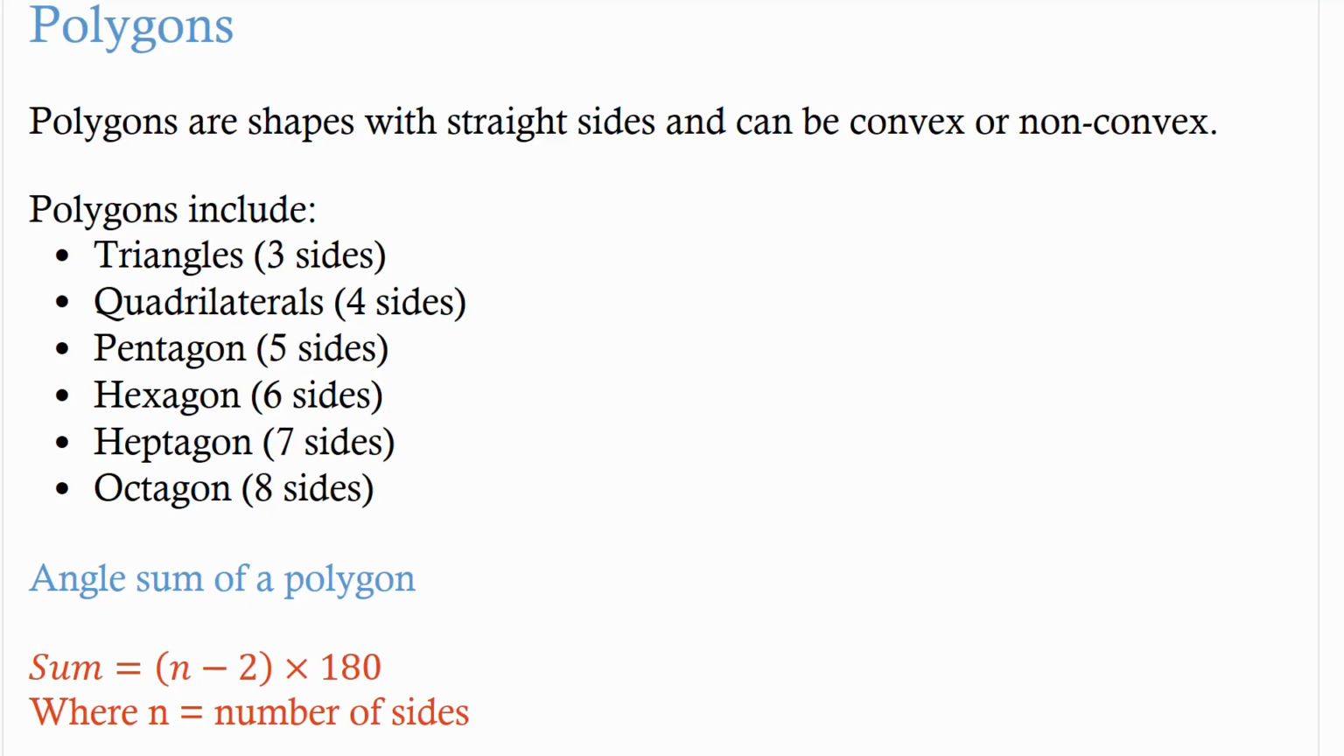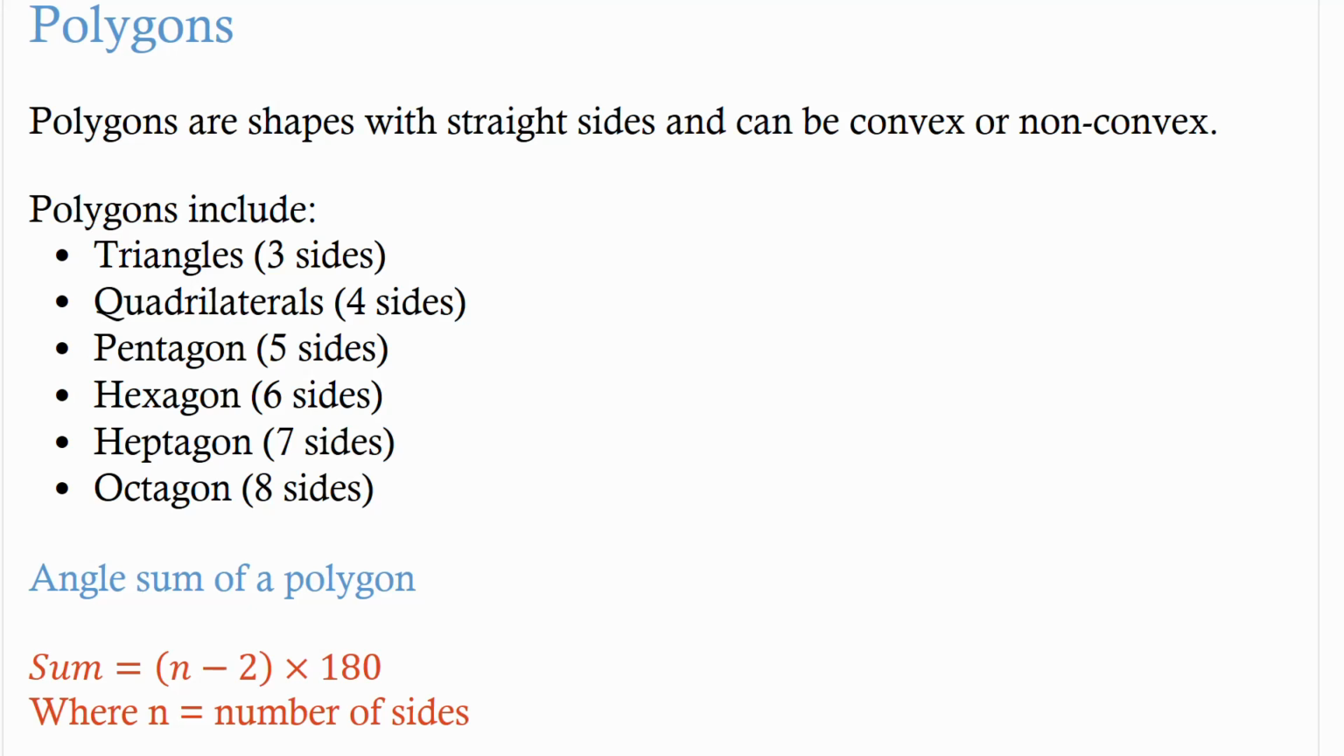In this video, we're looking at polygons. So polygons are shapes with straight sides. They can be convex or non-convex, like we covered in a previous video, the quadrilaterals. Now, polygons include a range of different shapes: triangles, quadrilaterals, pentagons, hexagons, heptagons, octagons, nonagons, all of the above.